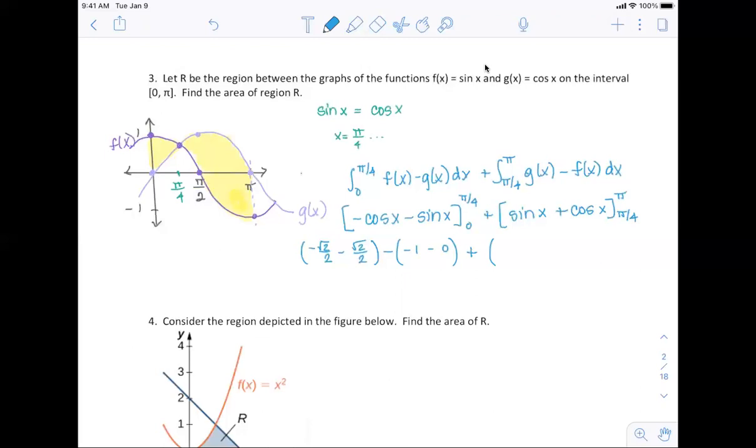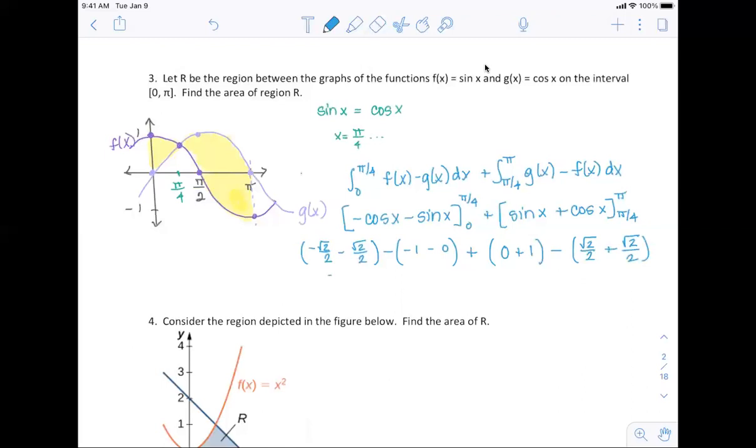The sine of pi, which is also 0, plus the cosine of pi, which is 1, minus the sine of pi fourths, which is square root of 2 over 2, plus the cosine of pi fourths, which is also square root of 2 over 2.